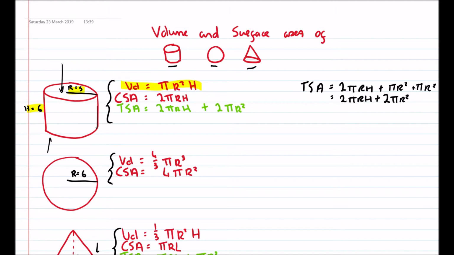And all I do is take that formula and fill in what I know. So I know what pi is, I know what the radius is, I know what the height is, throw it in the calculator, and off we go.